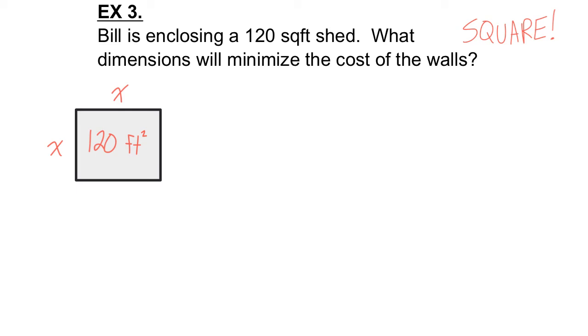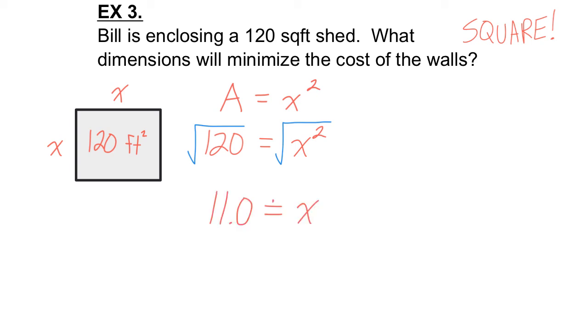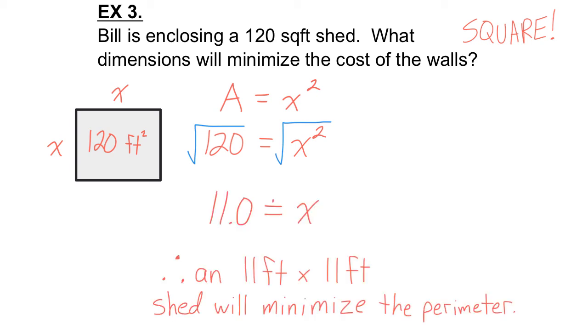So we're going to do similar to what we did in the very first example. We're going to start with the formula for the area of a square. In this case, A equals x squared. We know the area, it's 120. So to find x, we need to take the square root. So the square root of 120, it's about 11 feet. Therefore, an 11 foot by 11 foot shed will minimize the perimeter and thus minimize the cost of the walls.